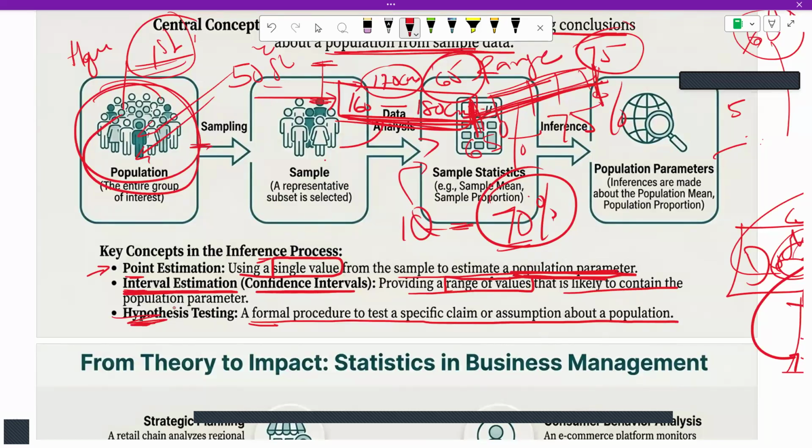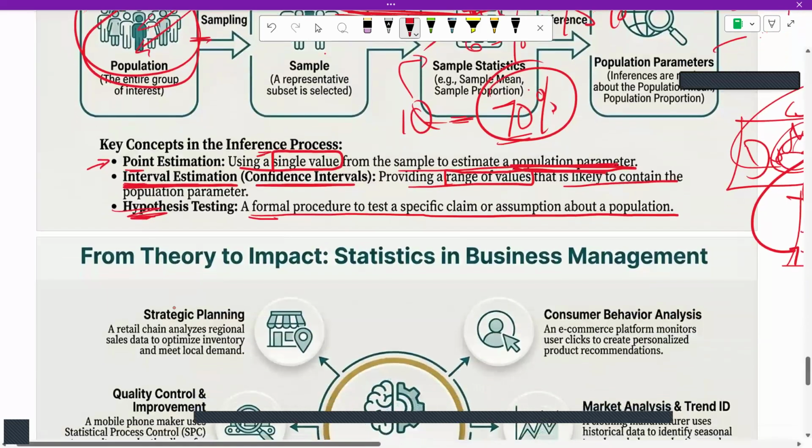Then what we do, from the population, we select a sample and we collect data and we do analysis. Based on the analysis, we compare the claim, the argument, and the actual result. So that is what hypothesis testing is. We will study in detail in coming lectures.